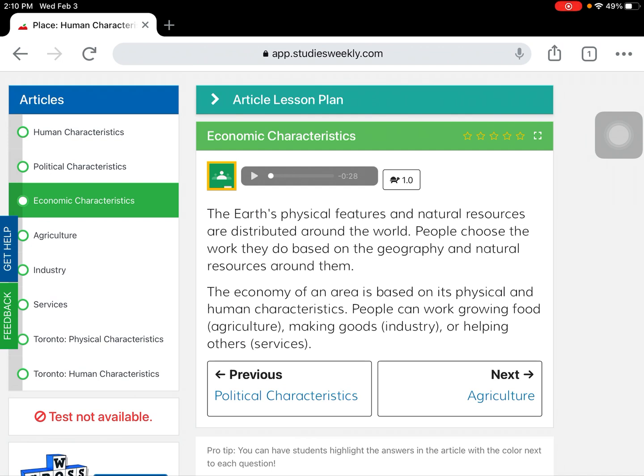Yesterday we worked on political maps, and we looked at the difference of political maps versus physical maps. And now we're going to dig into human characteristics even further. Today we're going to look at different jobs that might apply to human characteristics. So this is going to be part of our economy. And in this lesson, the title here is Economic Characteristics.